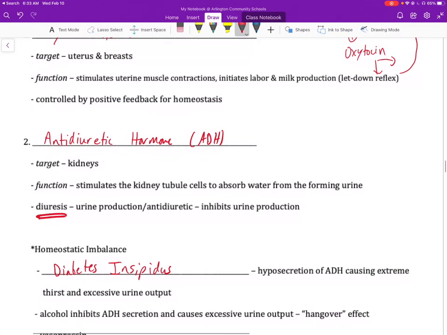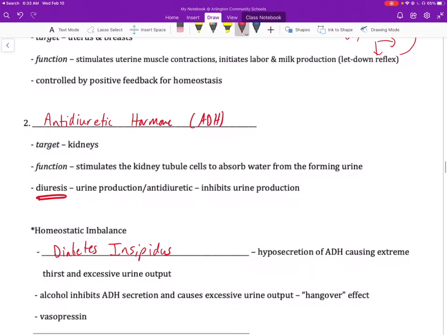Now we have antidiuretic hormone, or ADH. The target is the kidneys. The function is to stimulate the kidney tubules to absorb water from forming urine. Diuresis is urine production, and antidiuretic means inhibiting urine production. So we're going to inhibit urine production in order to absorb water. We can also block ADH from targeting the kidneys with what we call ADH inhibitors.